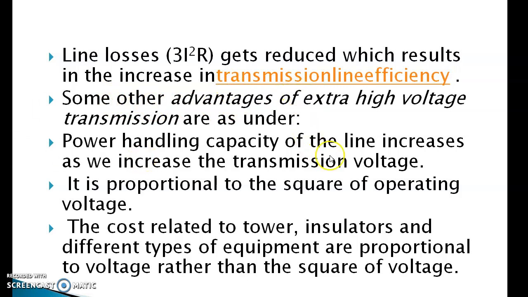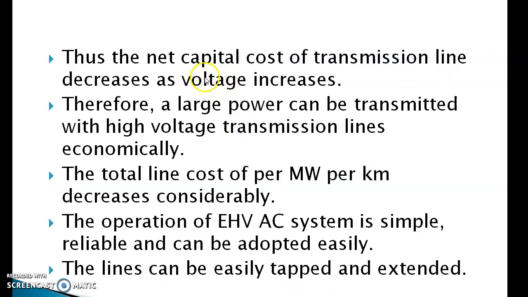Some other advantages of extra high voltage transmission line are as under. Power handling capacity of the line increases as we increase the transmission voltage. It is proportional to square of the operating voltage. Cost related to tower, insulators and different types of equipments are proportional to voltage rather than the square of the voltage. Thus, the net capital cost of transmission line decreases as voltage increases. Therefore, the large power can be transmitted with high voltage transmission lines economically.